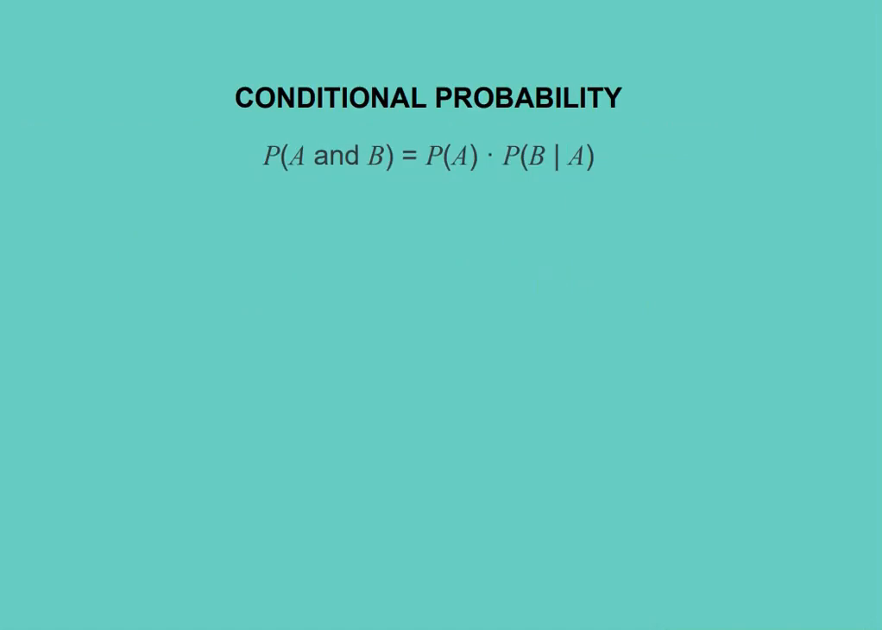When one outcome is dependent upon the other, it's called conditional probability. So in conditional probability, the probability of A and B is equal to the probability of A times the probability of B given A. So that's how we read this B bar A. It's B given A. And what that means is we're multiplying the probability of A times the probability of B as long as A happened, or given that A happened.